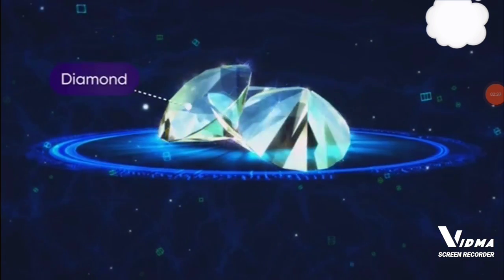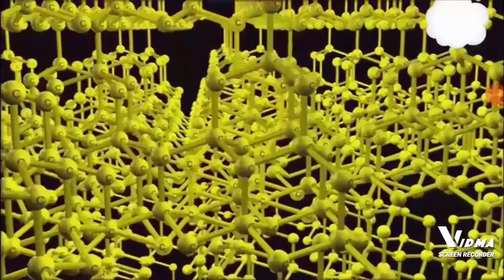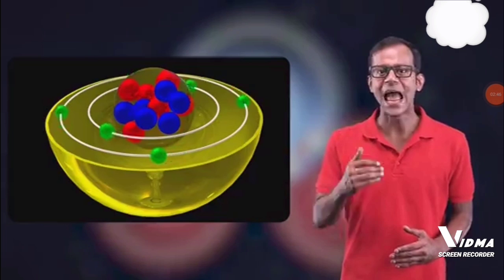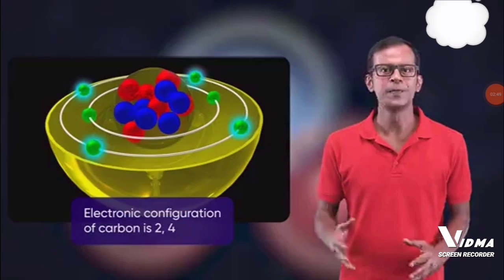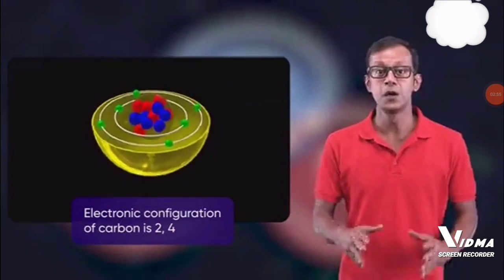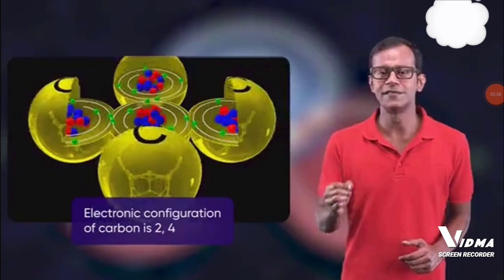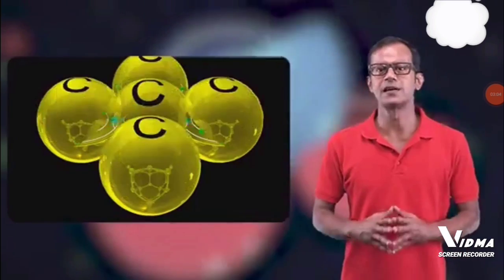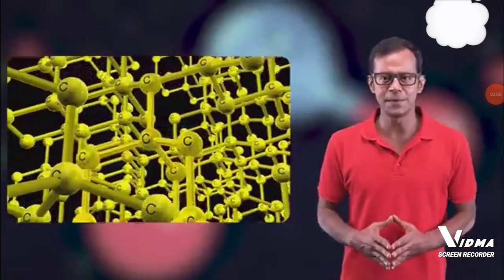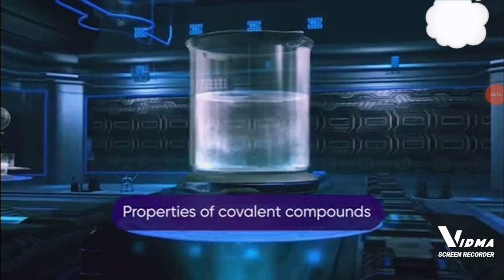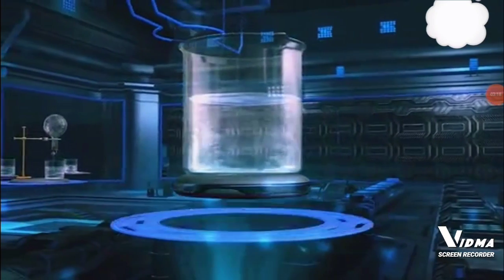Diamond, an allotrope of carbon. In the structure of a diamond, the electronic configuration of the carbon atom is 2, 4, and its outermost shell is short of 4 electrons to obtain a neon-like configuration. Therefore, each carbon atom combines with 4 other carbon atoms to attain stability and thus forms the giant covalent structure of a diamond. Let us now study some of the properties of covalent compounds.